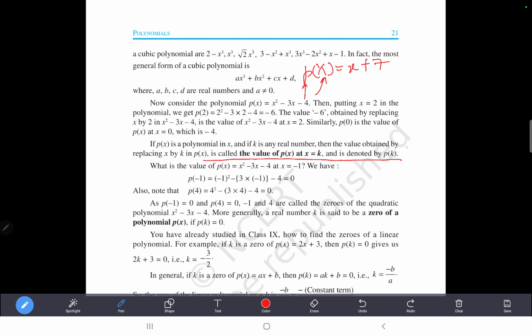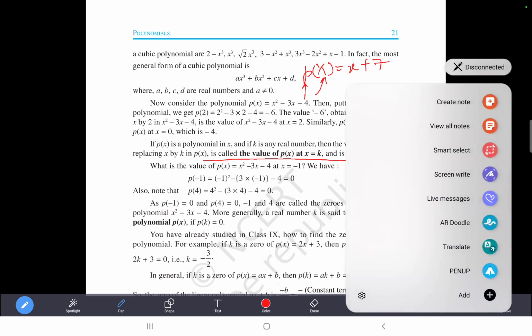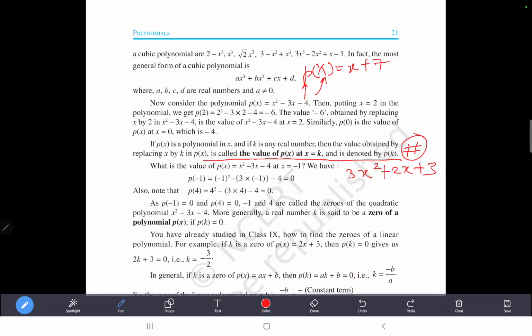This is a very, very important concept, and you will do a lot of questions in your exercise. Say for example, I have this variable. So if I put the value x equal to 2, so this is called p(x). If I put x equal to 2, it will become p(2). So 3 into 2 square plus 2 into 2 plus 3. So this value will become the value of the polynomial at x equal to 2. It is called p(2).